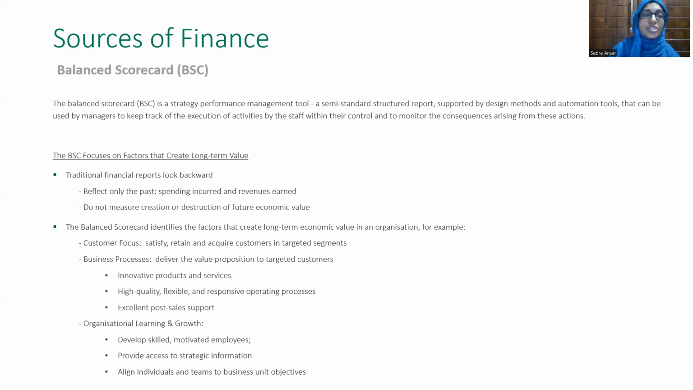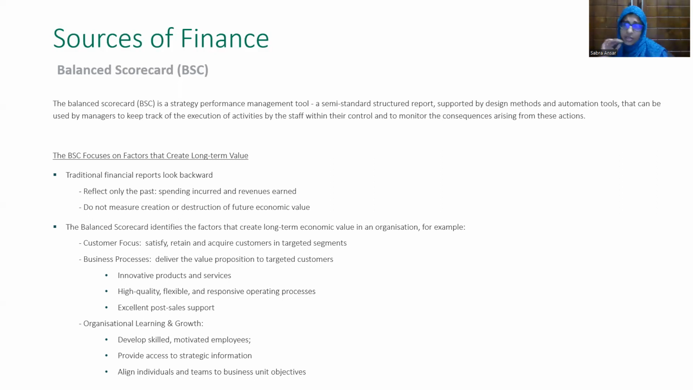Sorry about that. So the balanced scorecard, or the BSC, is basically a strategic performance management tool used by an organization. It is a semi-structured report supported by design methods and automation tools. It can be used by managers to keep track of the execution of activities by the staff within their control and monitor the consequences arising from these actions.